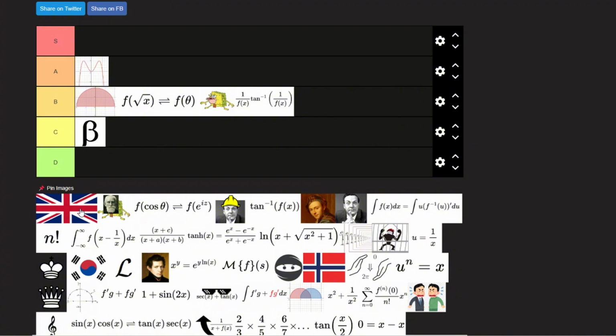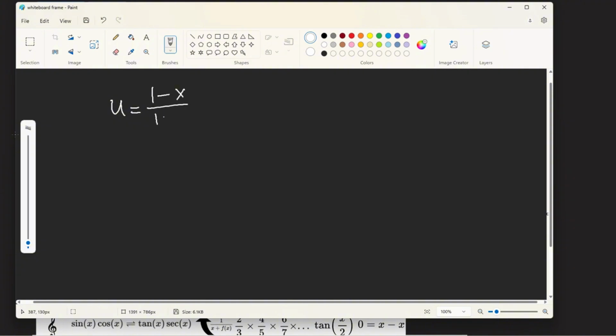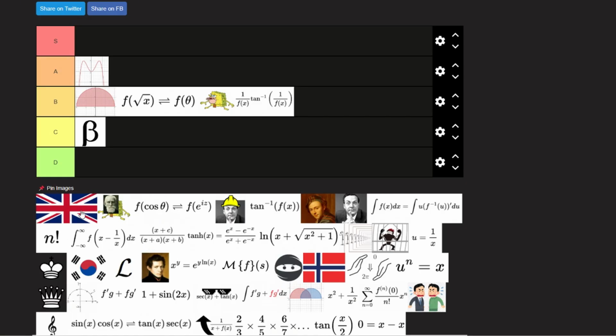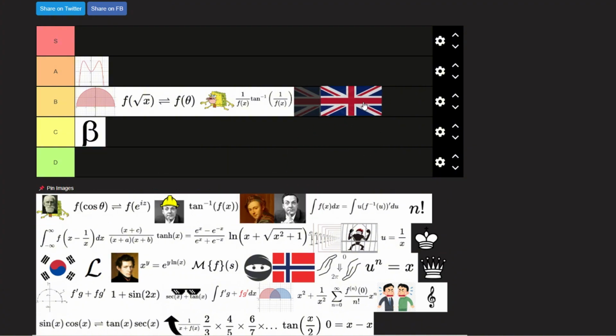British substitution. Let's recap what this is. British substitution is when you let u equal 1 minus x, 1 plus x, or the other way around, or literally any rational function, or something, I don't know. But these are like British substitutions. Again, you'll rarely see it in integration bee, but it is kind of satisfying because it does turn out to be a very nice integral.